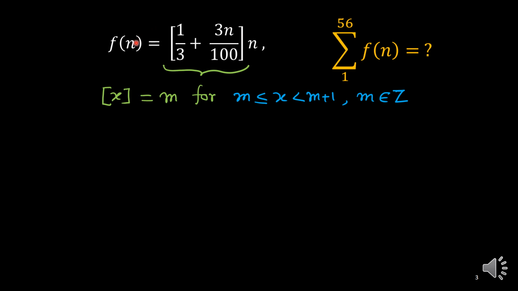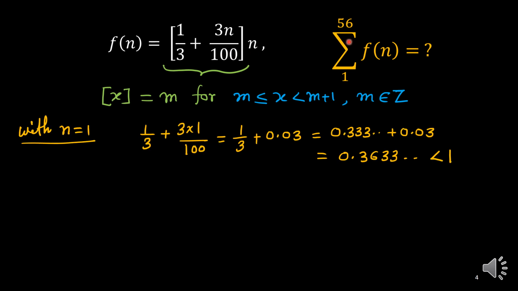Now we'll look at this problem. Here this is your x, right? 1 upon 3 plus 3n upon 100, and here n will vary. We need to compute the summation of f of n, and n will vary from 1 to 56. So this x is a function of small n, which is an integer varying from 1 to 56. At that time we need to calculate its value, and depending on it, we can say whether its value will be 0, 1 or 2, whichever integer value we need to compute.